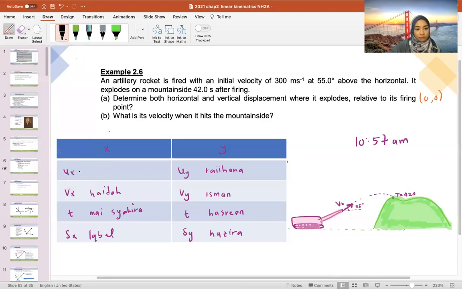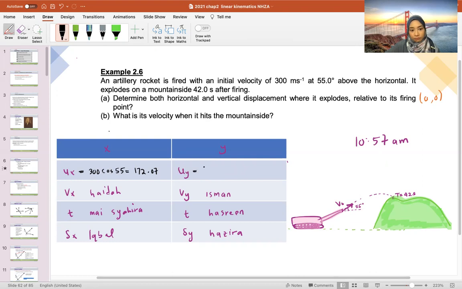UX is 300 cos 55. 300 cosine 55. Value dia berapa? Value dia 172.07. Okay, is it a positive or a negative? Positive. Okay, thank you Adeli. Okay, Rai.